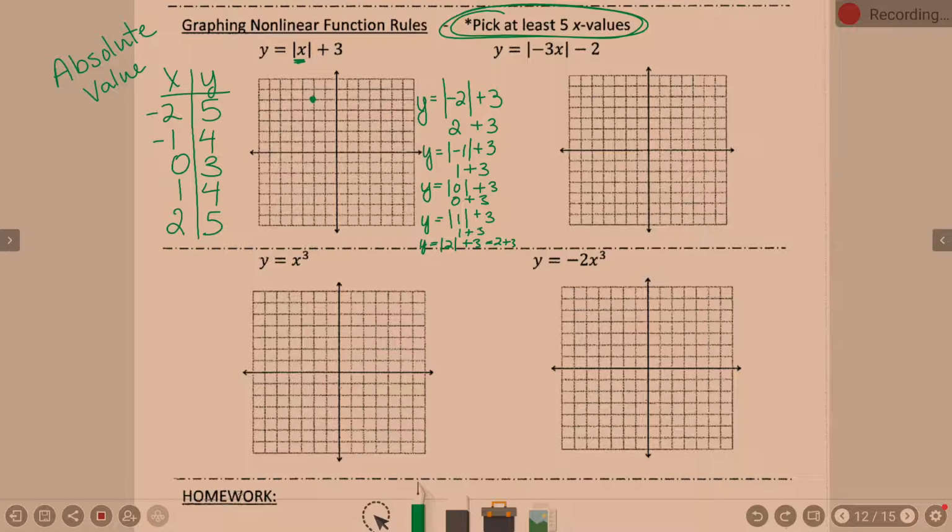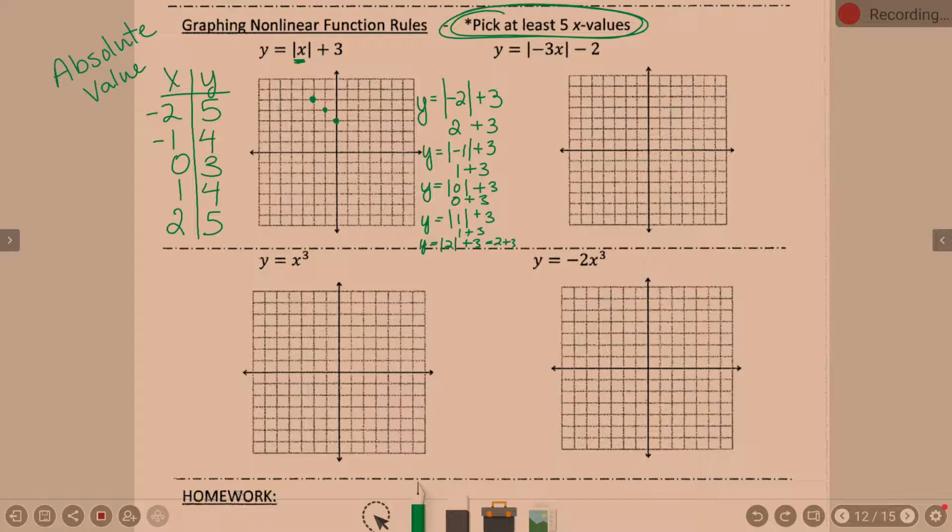Negative 1, 4. Negative 1 takes me left, left or right, so left 1. And positive 4 takes me up 4. 0, 3. 0 takes you to the middle, nowhere, right? Left or right, 0. And then 3 takes me up 3.